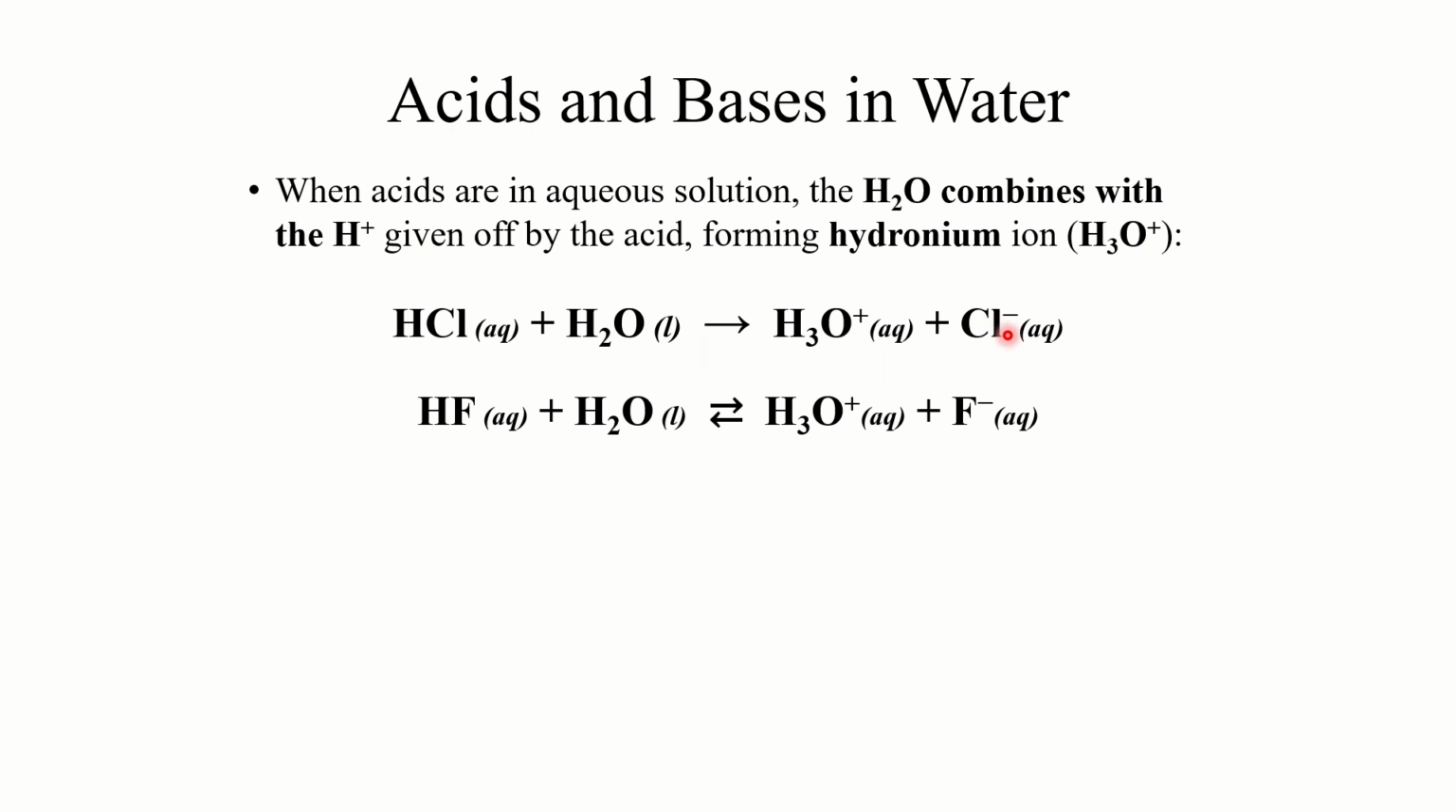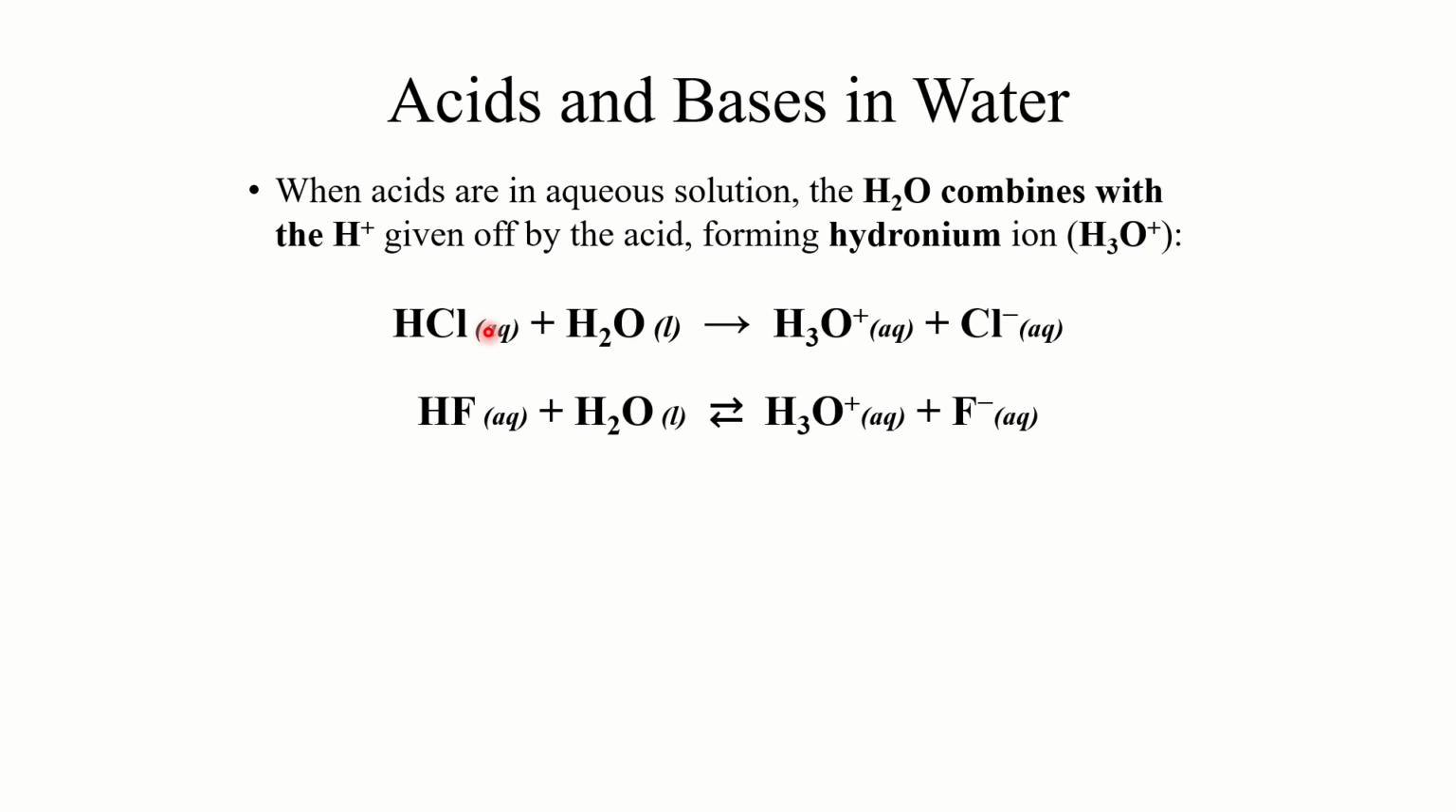So when acids are in aqueous solution, what will generally occur is the H2O, the water, will combine with the H+ given off by the acid, forming a hydronium ion. And hydronium is the polyatomic ion H3O+. It's essentially the protonated form of water. It's water plus an H+ ion. So HCl plus H2O would form H3O+.